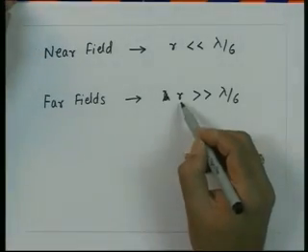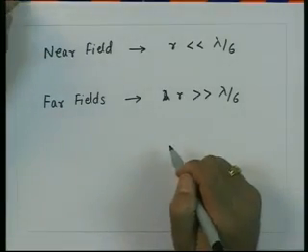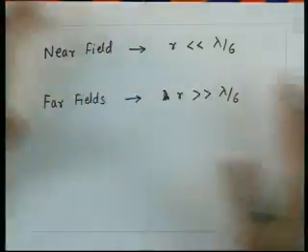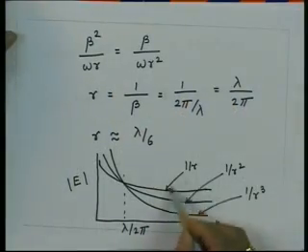Ideally, if you want only the 1 over r term, which is the radiation field, then we should go to a distance almost tending to infinity, where the 1 over r square and 1 over r cube fields would have died down to a substantially low value, and I will get a field which is only 1 over r, which is the radiation field.